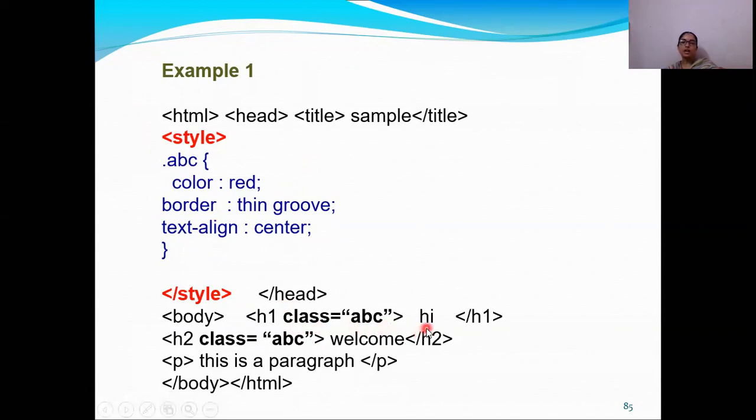This plain text "hi" of the H1 tag will have these three styles applied to it. Similarly, this H2 tag is also given the class attribute, with ABC as the class value. Then "welcome" will also have the same styles. So two different tags with the same styles. Similarly, two same tags can also be styled in the same manner, like we have done in this example.